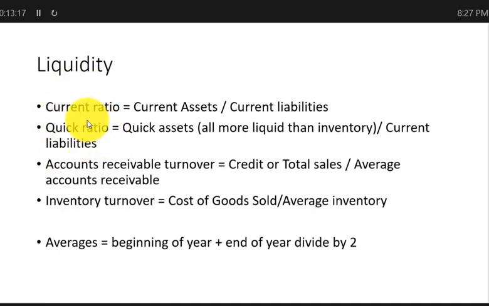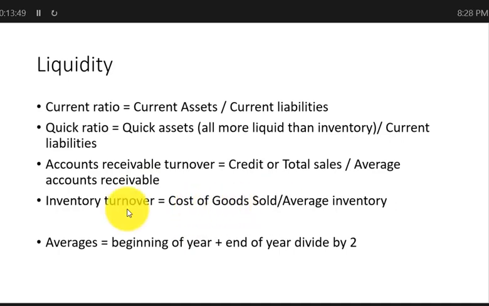So we don't want to have too much of our assets sitting around in cash, accounts receivable, that sort of thing, because that doesn't earn us much money. We want to convert them into more productive assets. Accounts receivable turnover is either the credit or total sales. Typically, we're going to have to use total sales because credit sales are not broken out. But we divide that by average accounts receivable, again, average of beginning and ending divided by 2.